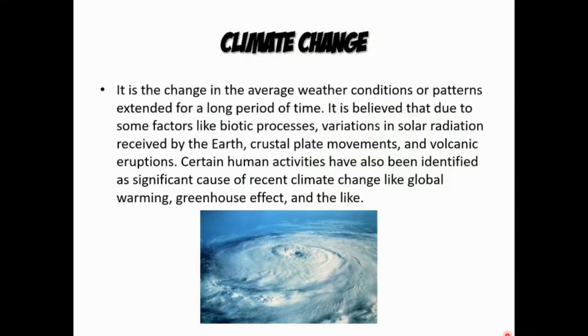So, in summary, climate change is the change in the average weather conditions or patterns extended for a long period of time. It is believed that due to some factors like biotic processes, variations in solar radiation received by the Earth, crustal plate movements, and volcanic eruptions, certain human activities have also been identified as significant causes of recent climate change like global warming, greenhouse effect, and the like. So, evidence of climate change is now happening worldwide, such as the melting of glaciers, accelerated rising of sea levels, more intense heat waves, and increase in occurrence of several weather disturbances.